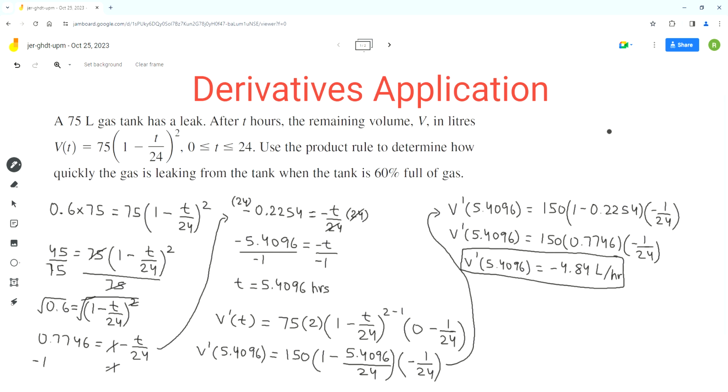So these are the steps you have to keep in mind to solve a problem like this one. So the first thing we need to do here is to find the time at which the volume in the tank will be 60% of the full tank capacity, and then we use that time to find the rate of change, and here we use the power rule instead of the given product rule. But if you use the product rule, you'll get the same answer.